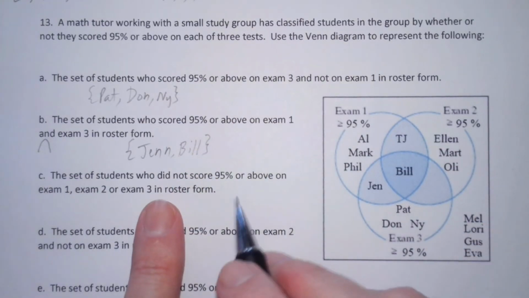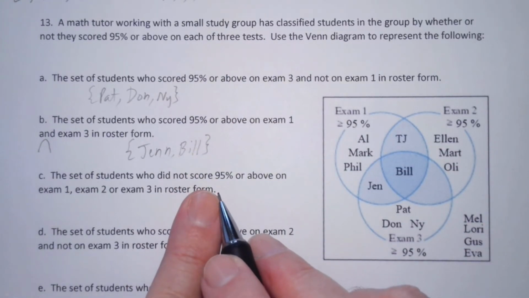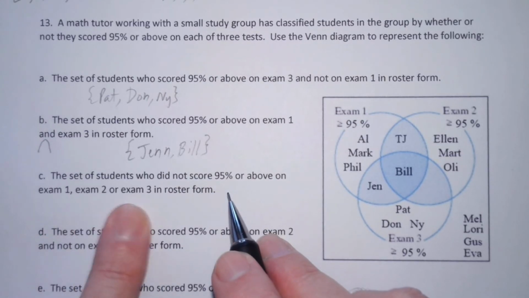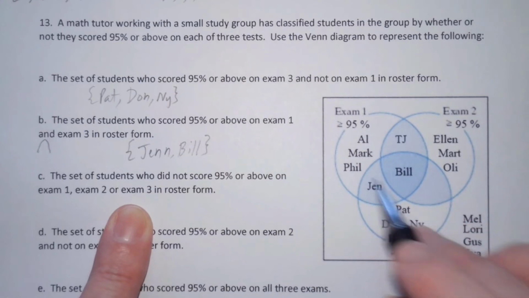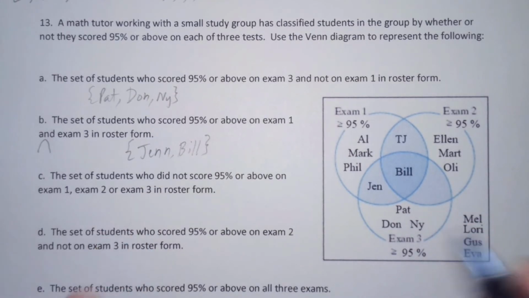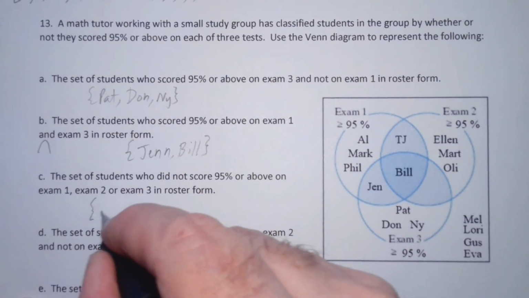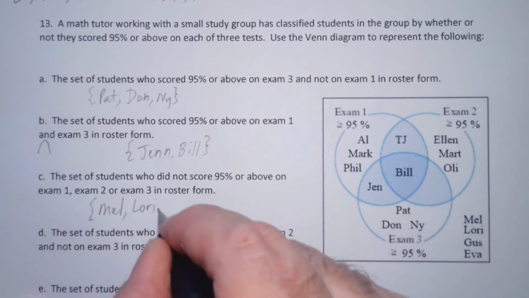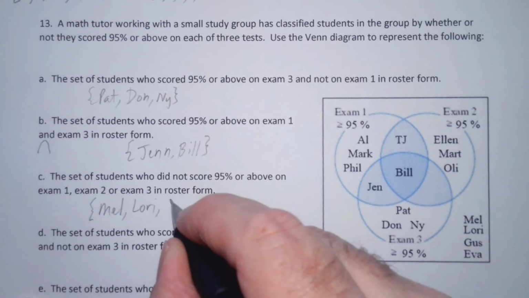All right, next we have the students who did not score 95% on exam 1, 2, or 3. So they're not in any of these circles. That would be these guys out here. That's Mel, Lori, Gus, and Ava.